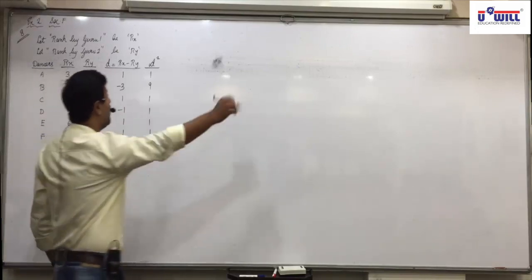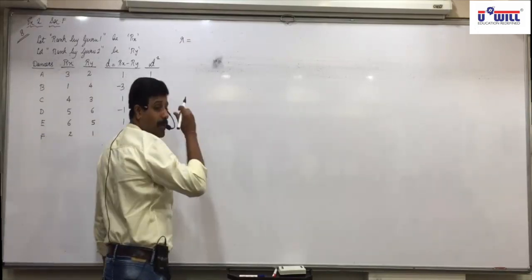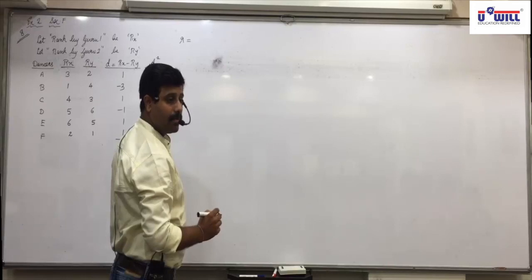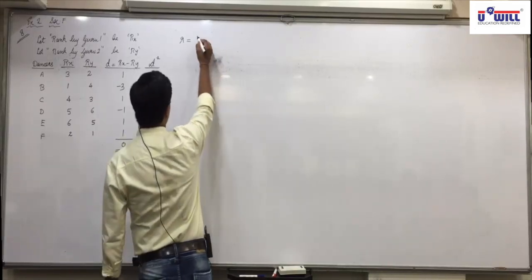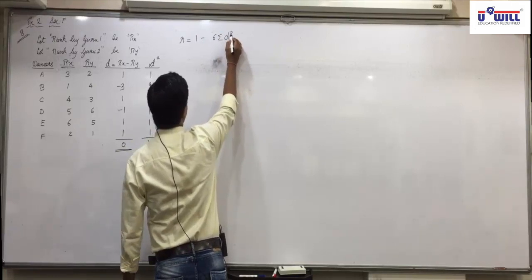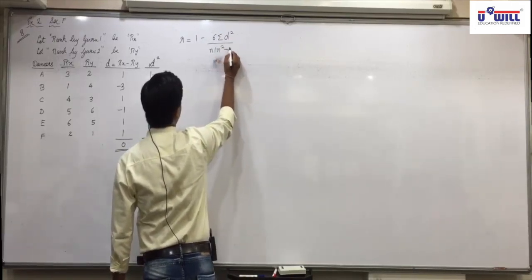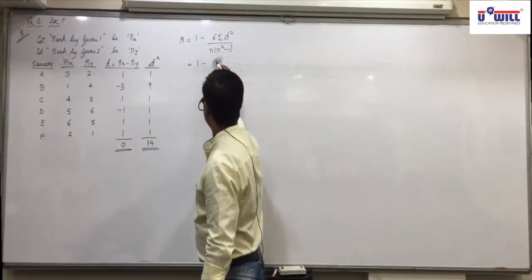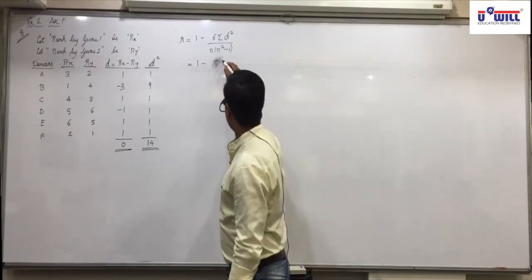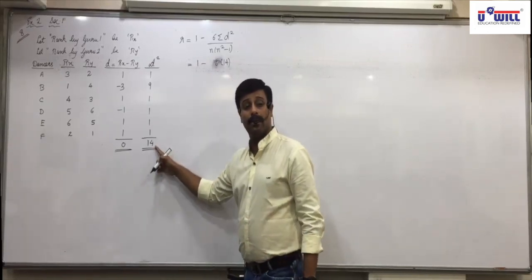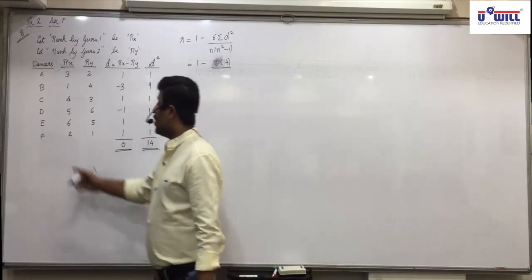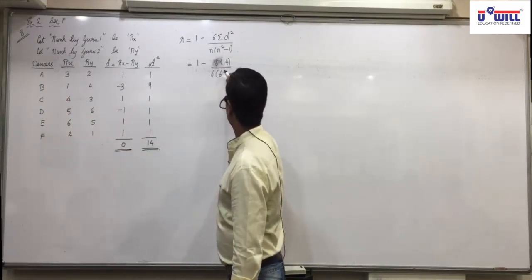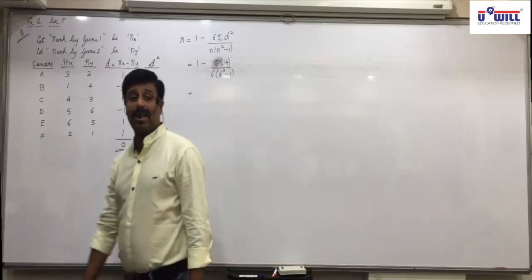Okay, now we will apply the formula of R. So, Rushil, what is the formula of R? 1 minus 6 sigma d square upon n into n square minus 1. Yes, all of you have written it 20 times. So, now substitute the values. 1 minus 6 into sigma d square, which we found as 14, upon how many observations are there? 1, 2, 3, 4, 5, 6. So upon 6 into 6 square minus 1. Did you all understand this?